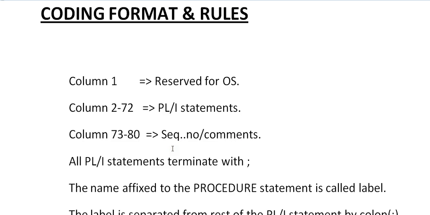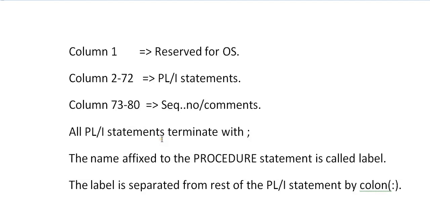In COBOL you will have divisions, sections and paragraphs and so on. Whereas for PL/1, you can write any statements in columns 2 to 72. Columns 73 to 80 are mainly used for sequence numbers or comments. Okay, all PL/1 statements terminate with a semicolon. It is a very important point that needs to be noted.